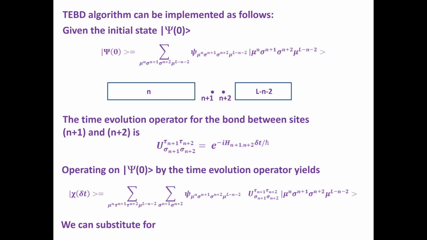Now in the TEBD algorithm, you look at the system when the system has n sites on the left and L minus n minus 2 sites on the right. You are interested in the time evolution of a wave packet whose Hamiltonian is over L sites. So n plus 1 and n plus 2 are the two sites that I have explicitly written. Now I can write down the time evolution part for the n plus 1 and n plus 2 sites only as u of tau n plus 1, tau n plus 2, sigma n plus 1, sigma n plus 2. That is a 4 by 4 matrix, I can write it as the 4 by 4 matrix of this function.